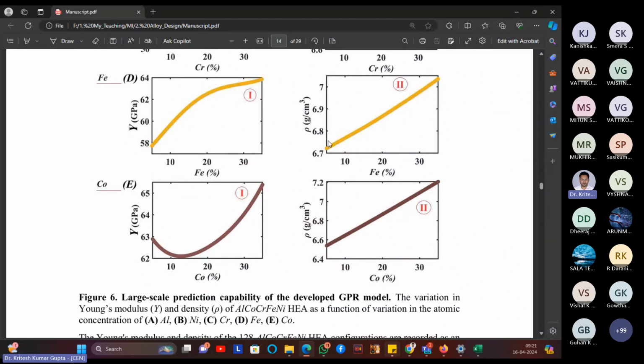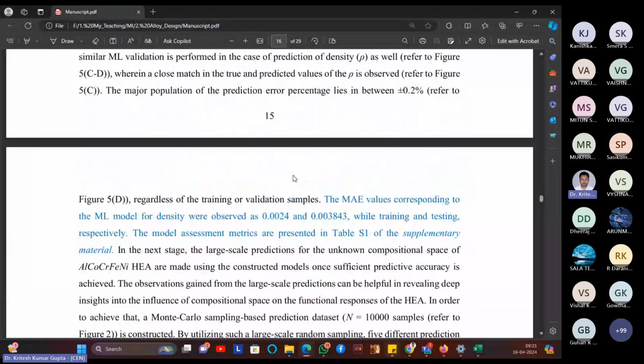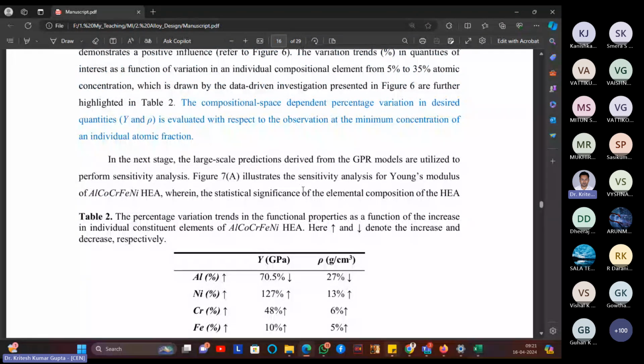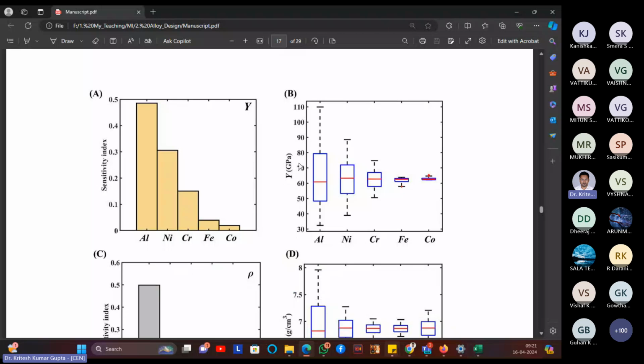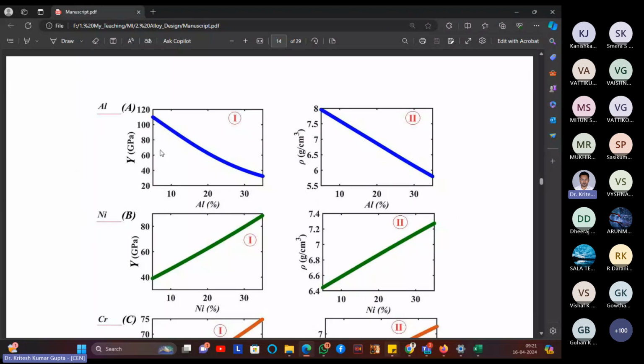Now, how can we use this information for performing sensitivity analysis? For that, we used coefficient of variation. Coefficient of variation is called the sensitivity index. How do we calculate that? We take the standard deviation of the responses. At this stage, we take the standard deviation of stiffness, and the mean value of stiffness. Standard deviation divided by mean will give the coefficient of variation corresponding to aluminium.